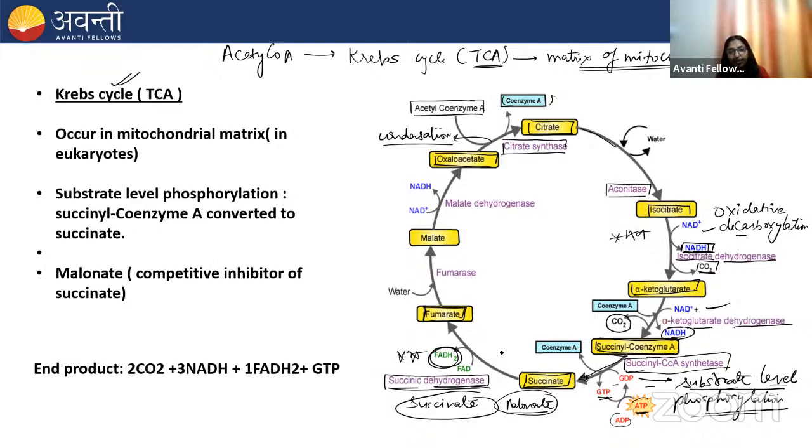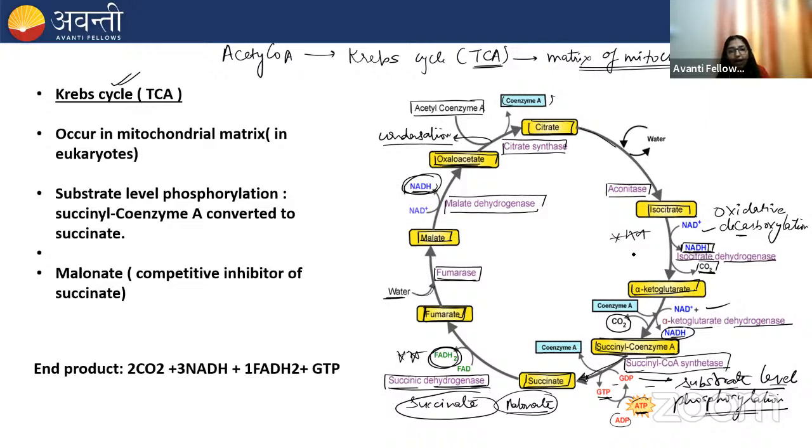So succinate is converted to fumarate. Now this fumarate will convert into malate, and the enzyme involved is fumarase. In this process, water is utilized, so it's a hydration process. Now this malate is converted back to oxaloacetate. The enzyme involved is malate dehydrogenase. In this step also NADH is forming.